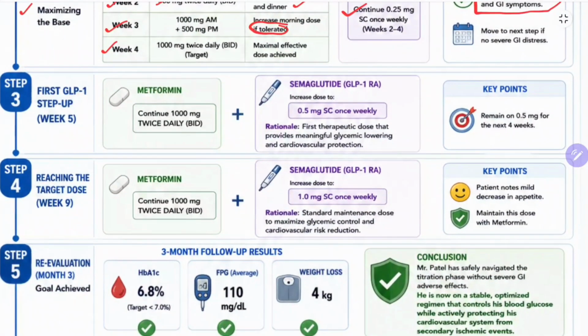Now step 3, in the second month. Metformin we have already achieved the maximum dose, that is 2 grams, twice daily. Now we should titrate the dose of semaglutide. Increase the dose of semaglutide to 0.5 mg subcutaneous once weekly. This is the first therapeutic dose that provides meaningful glycemic lowering and cardiovascular protection. So remain on the 0.5 mg dose for the next 1 month.